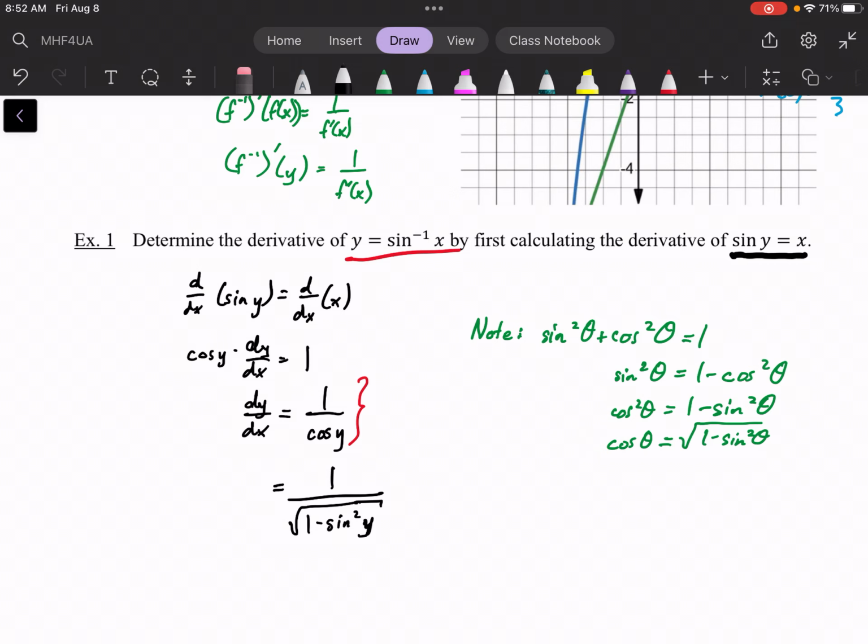Now, originally, we have sine y is equal to x. So that means dy over dx is equal to 1 over the square root of 1 minus x squared. And now we have the derivative of y with respect to x in terms of x. And that's ultimately what we want to be able to do.